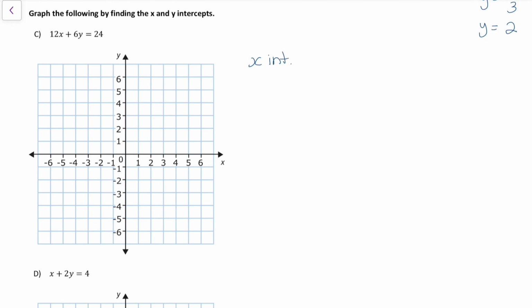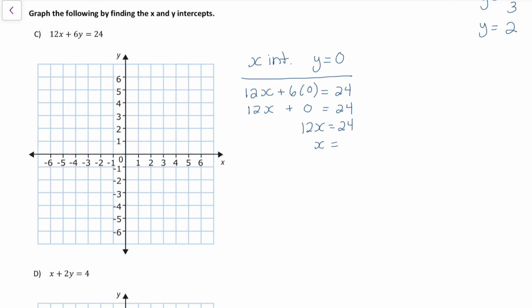So if we're looking for the x-intercept, we know that our y has to be 0. So I'm going to take my equation and substitute 0 in for my y, and solve and see what x is when y is 0. So I get 12x plus 0 equals 24, or 12x equals 24. And now I'm going to divide both sides by 12, and I get x equals 2. So we know that when y is 0, x is 2, and so my line crosses at (2, 0).